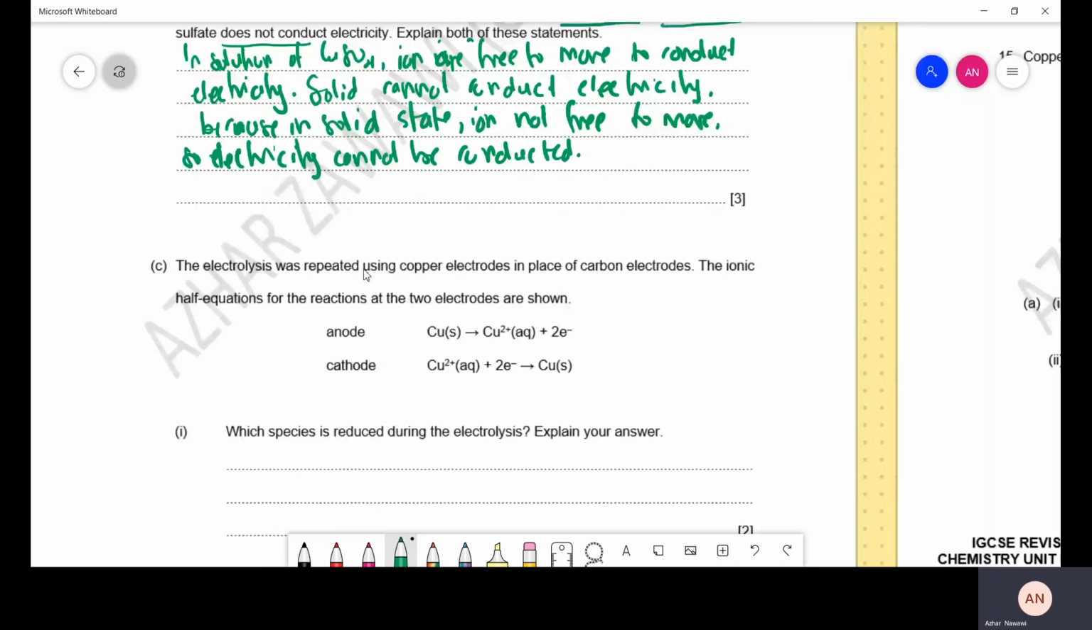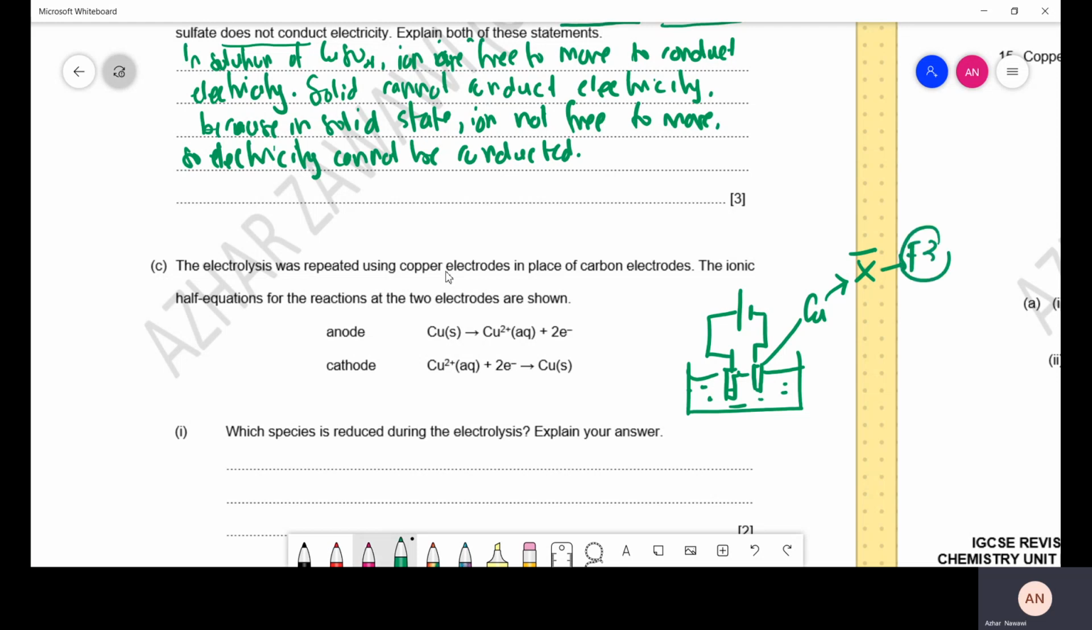Next: the electrolysis was repeated using copper electrodes. Now you draw, because this one doesn't have a diagram. Just now they used carbon. It is the same setup, but they said they repeat it, and the electrode they use here is copper, Cu. So you ask yourself, is this inert? No. Check back what is inert. If it is not inert, you know that this is factor 3. If they are not inert, go directly to factor 3.